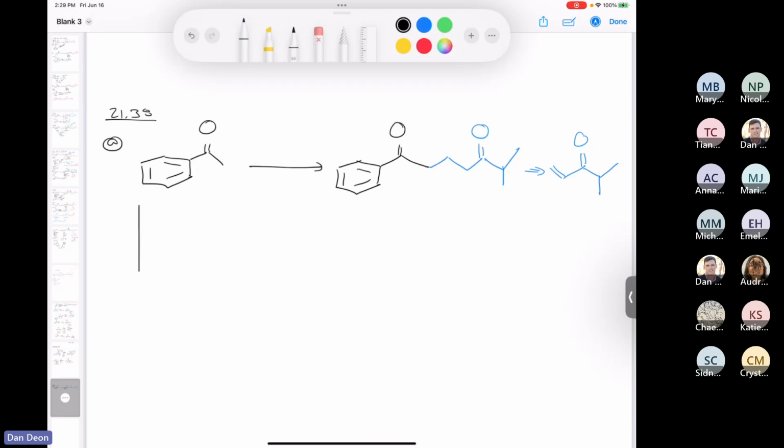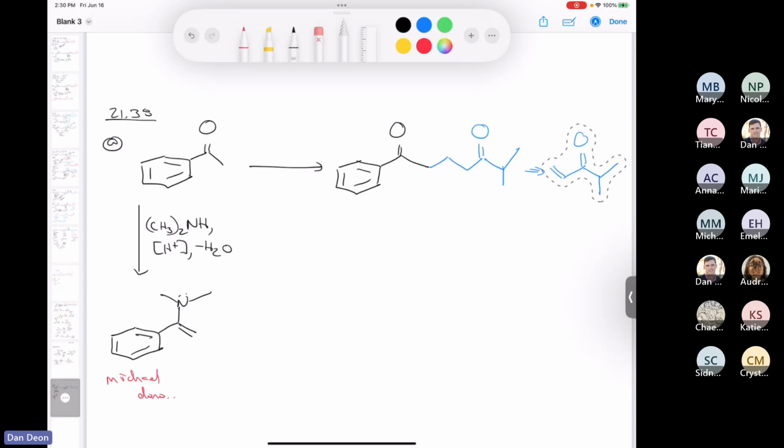Okay, so now all we need to do is take the starting material and make the enamine. So the way that we're going to do that is we're going to treat it with dimethylamine and a catalytic amount of acid. Then we write minus H2O, and that's just to show that we're driving off water. So we're going to draw the enamine that we form, which is going to be this enamine. And again, if you need to review that, that's in chapter 19, enamine chemistry. So we make our enamine, which is going to be a Michael donor. And then this is going to be our Michael acceptor. So I'll just copy and paste it down here.